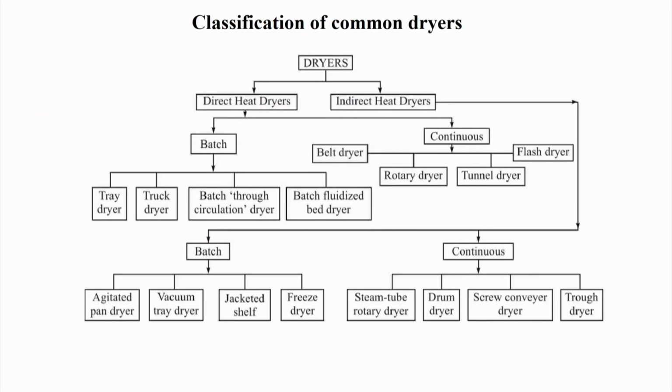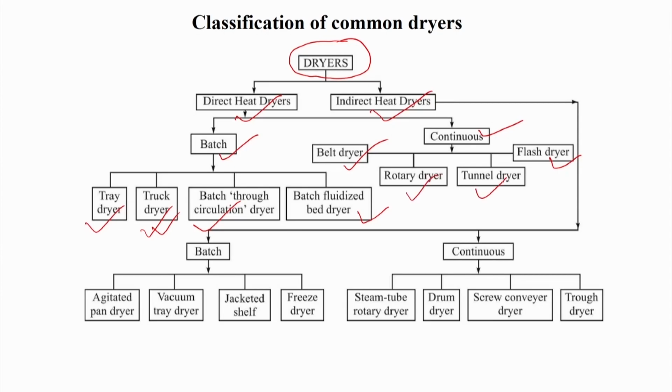So, here you see a general classification of dryers. Firstly, we have direct heat dryers and indirect heat dryers. In the direct heat dryer, there are batch processes and continuous processes. Batch dryers include the tray dryer, tunnel dryer, track dryer, batch through circulation dryer, and batch fluidized bed dryer. Continuous dryers include the belt dryer, flash dryer, rotary dryer and tunnel dryer.